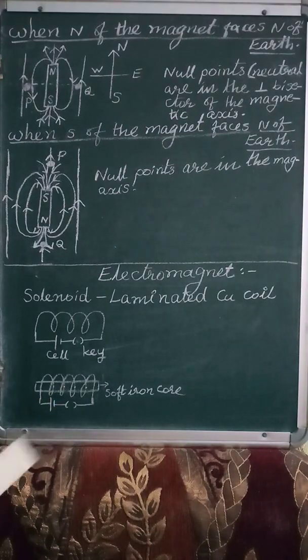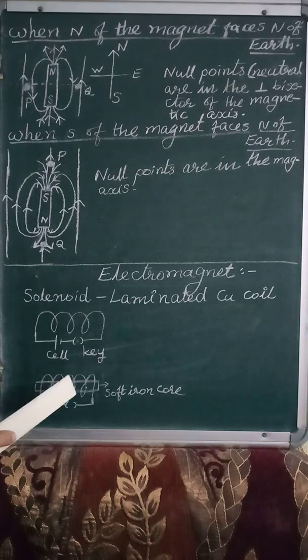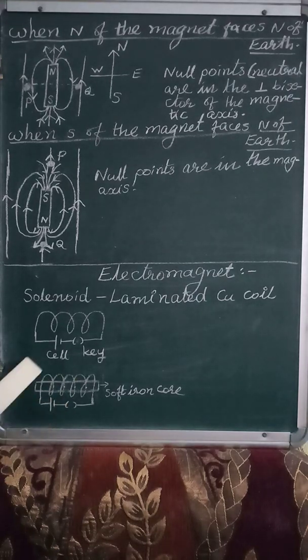So what is the use of this soft iron core? The soft iron core increases the strength of the bar magnet formed. The strength of the magnet formed depends upon the strength of the current, the number of turns and the core we are using, soft iron core. So what is the use of this electromagnet? We use the electromagnet to convert electrical energy to magnetic energy.